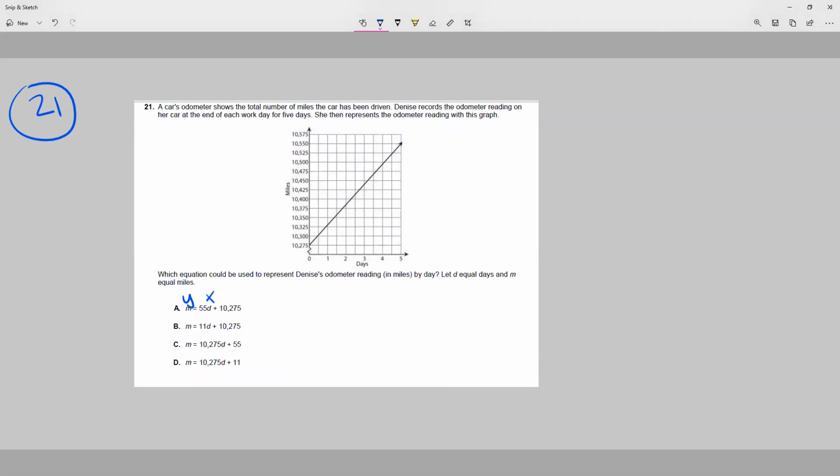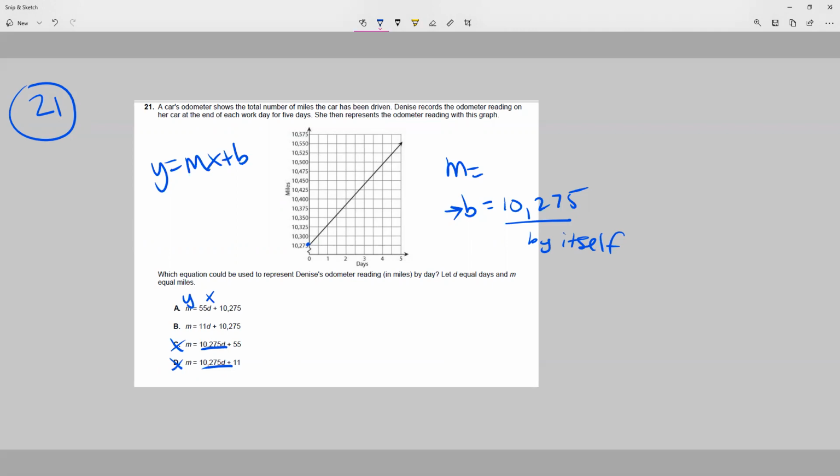So you're really just trying to set up a situation where you understand what the m and the b part are for that y equals mx plus b that we keep talking about. If I'm looking at the y-intercept, that's going to be here at 10,275. So I'm looking for an equation that has this number by itself, because this is the number at the end that's by itself. Here it has a d next to it, and here it has a d next to it, so I can eliminate C and D.